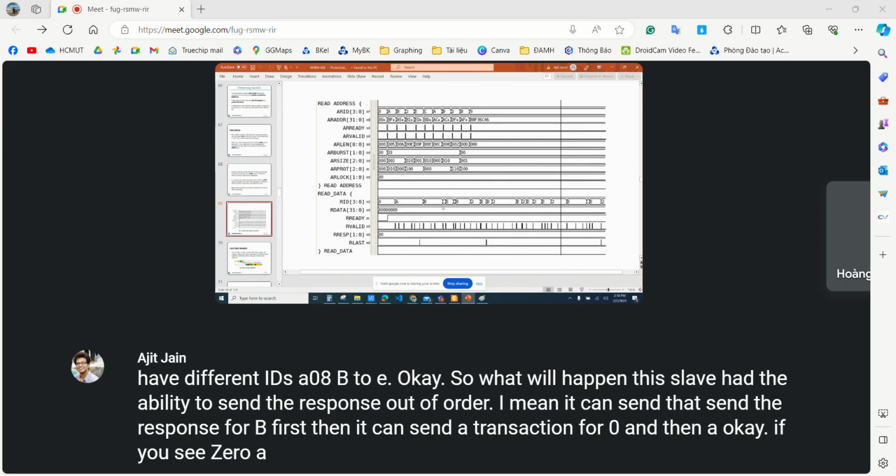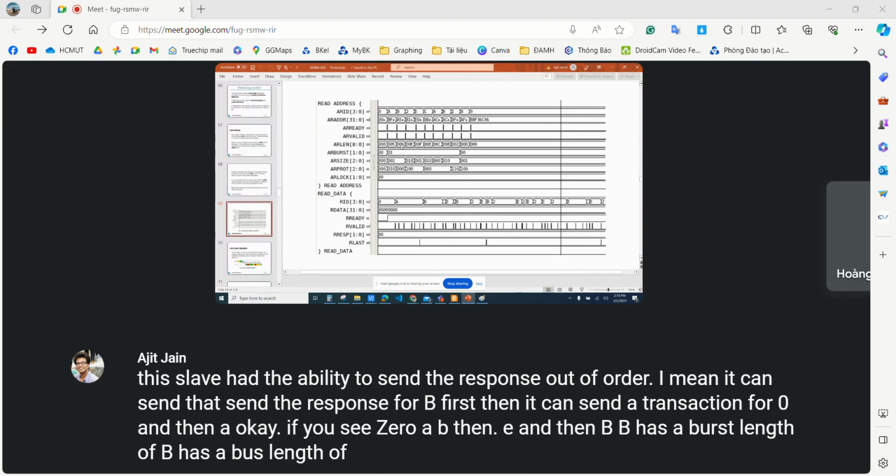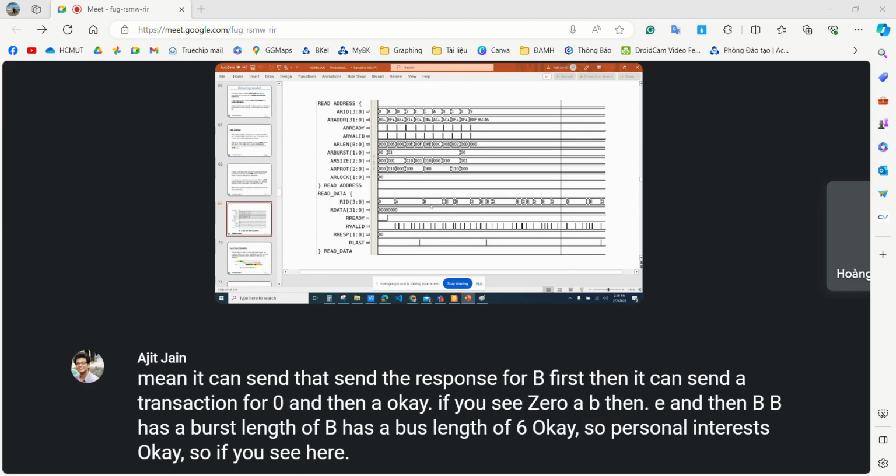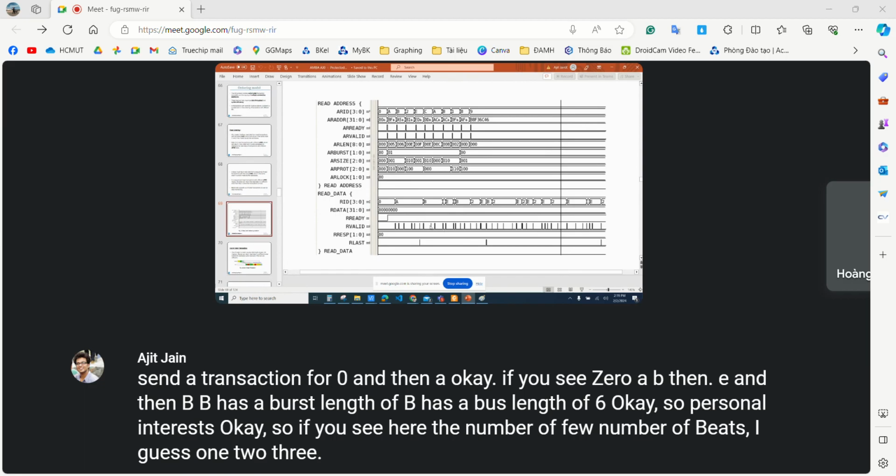Okay, if you see, 0, A, B, then E and then B. B has a burst length of 6. Okay, so if you see here, the number of beats, I guess, 1, 2, 3. Yes, 3 beats of B got the response.